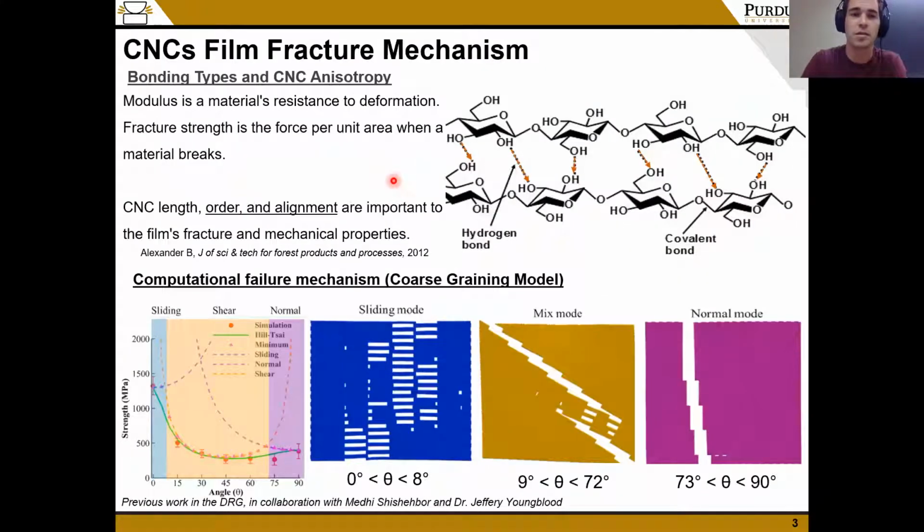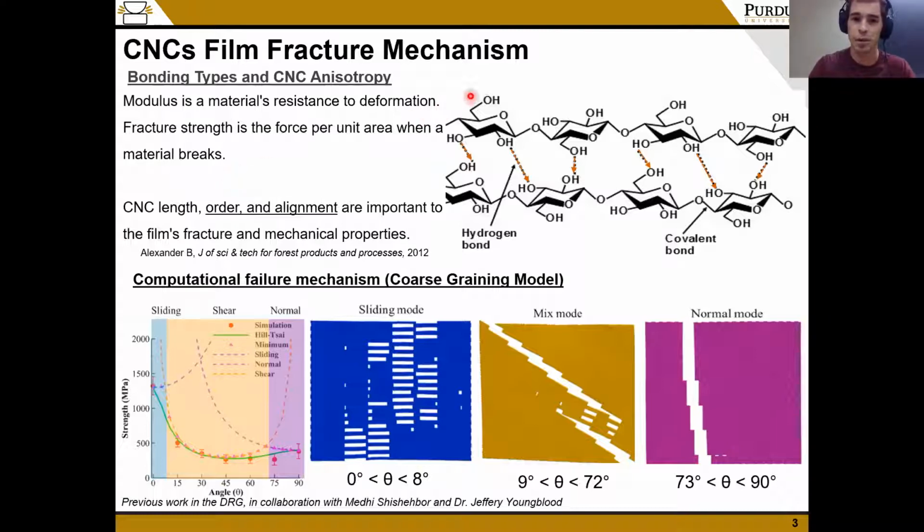What I've been working on is cellulose nanocrystal thin film fracture. So there are two terms that I want to get you guys caught up on real quick. First is modulus, which is a material's resistance to deformation. This means the higher the modulus, the harder it is to pull on. Second is fracture strength, which is the force per unit area when a material breaks.